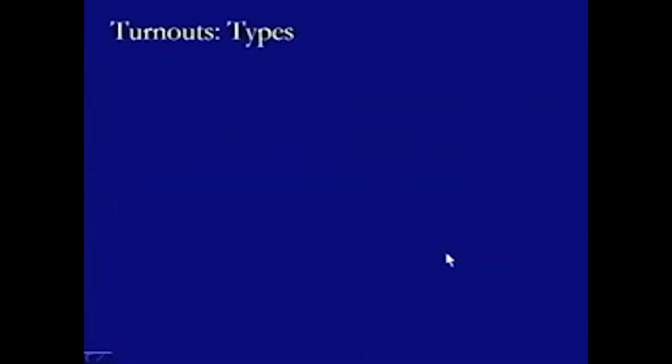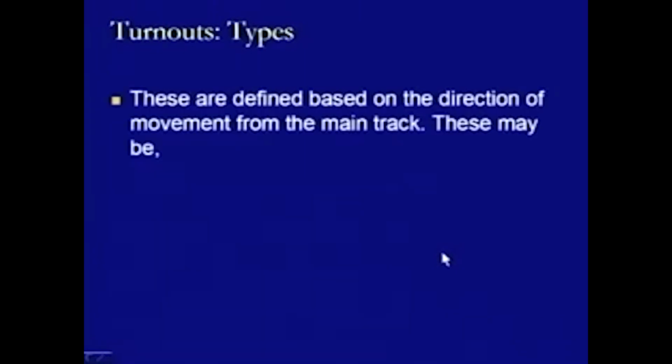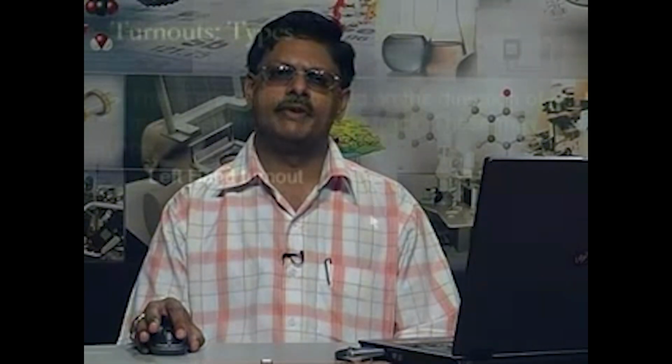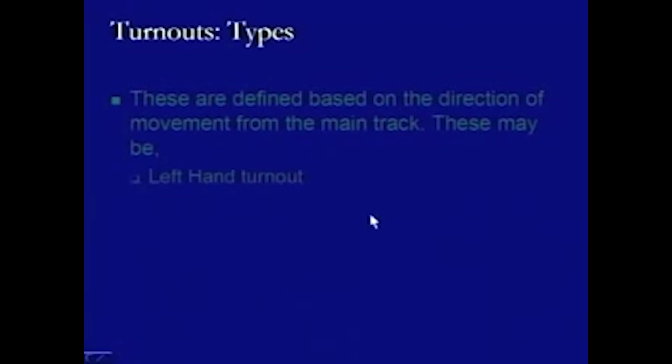Now, we come to the various types of turnouts. As we have just seen in the layout, there are two types of turnouts which we will be looking at: the left hand turnout and the right hand turnout. But how do we define whether it is a left hand turnout or a right hand turnout? These are defined based on the direction of movement from the main track, and on the basis of that movement it can be a left hand turnout or a right hand turnout. We will be looking at how, on the basis of this directional movement from the main track, we can find out whether it is a left hand or a right hand turnout.